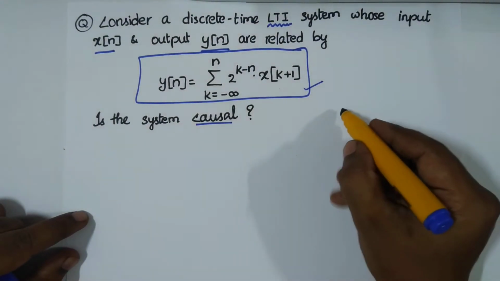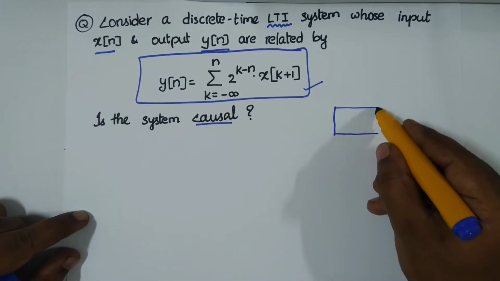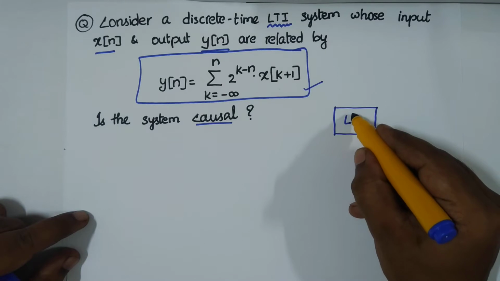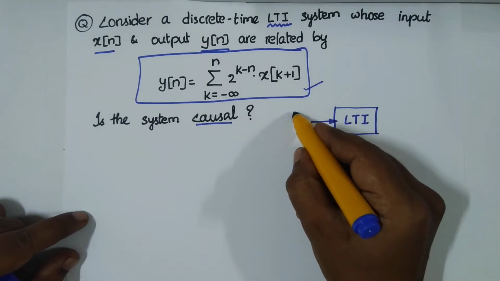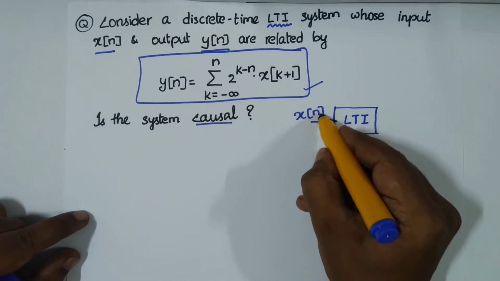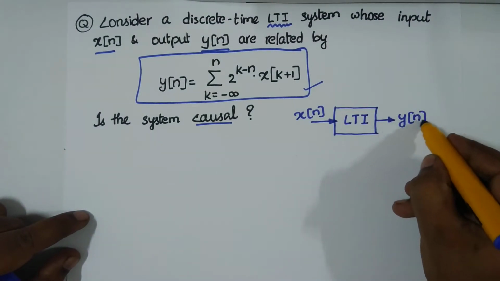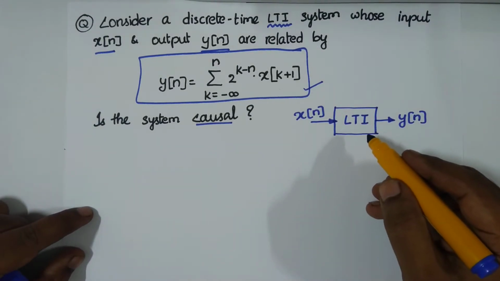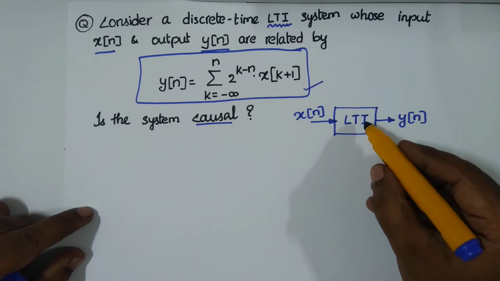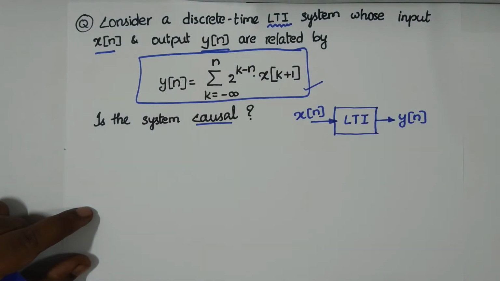Let's take a linear time invariant system, with input x of n and output y of n. We know that a linear time invariant system is characterized by its unit sample response, or impulse response, say h of n.